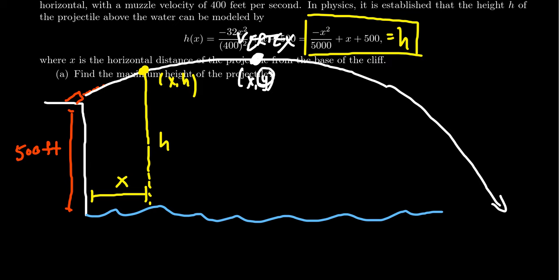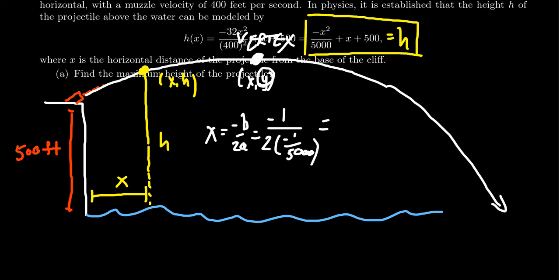Now, to find the y coordinate, we typically start with the x coordinate here, because we've seen in the past that x equals negative b over 2a. Based upon the formula we have here, you're going to get negative 1 over 2 times negative 1 over 5,000, which is a double negative. It'll turn into 5,000 over 2, which is then 2,500 feet.